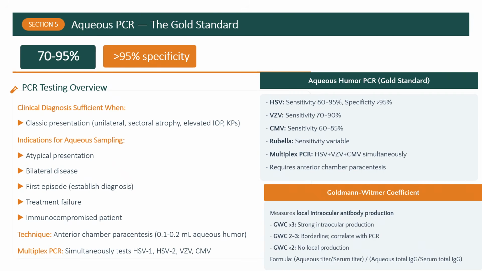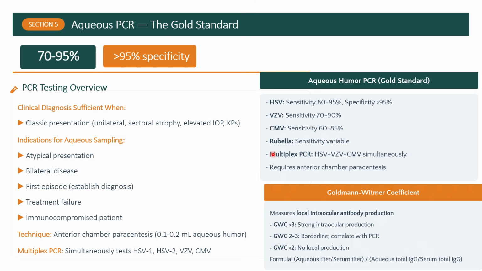Now we come to the laboratory investigation for viral uveitis in general. The gold standard is PCR, especially multiplex PCR, with specificity reaching up to 95%, and it covers a wide range of viruses. You can see herpes simplex virus sensitivity up to 95%, specificity 95%, varicella zoster virus, cytomegalovirus, rubella. Rubella sensitivity is variable.